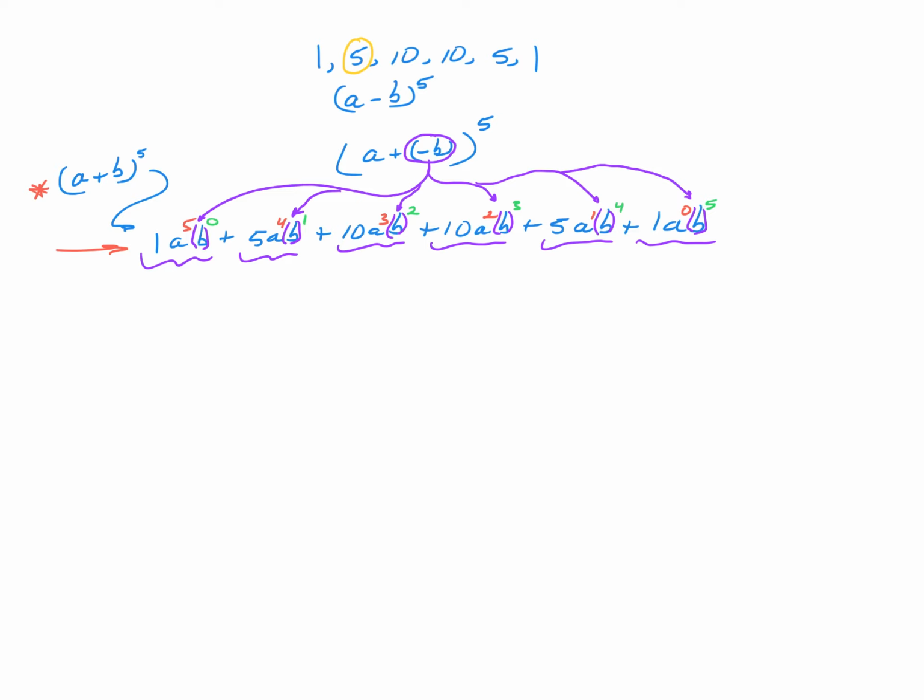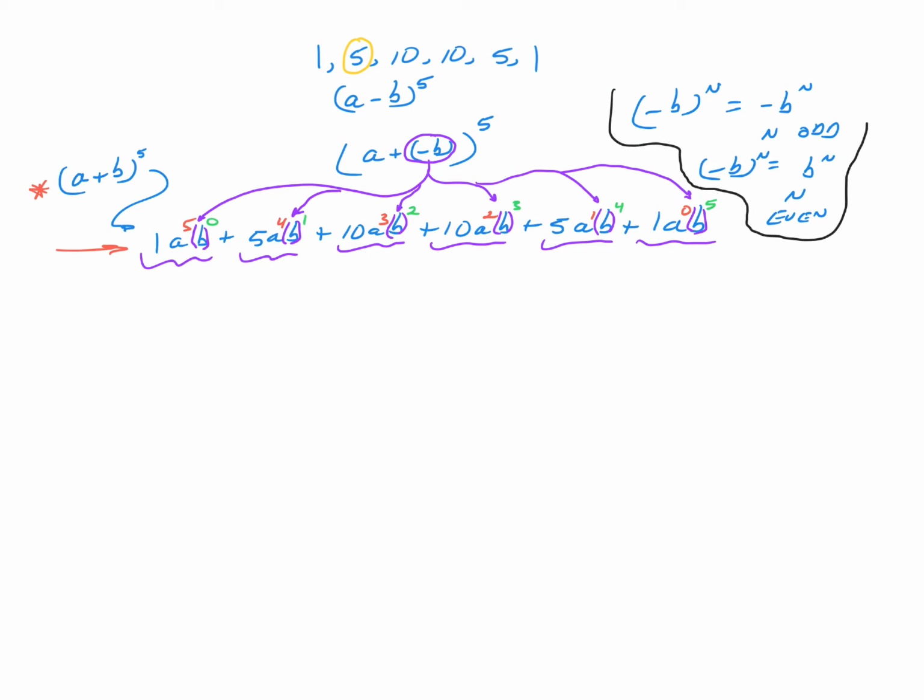So as we look at that, remember that if I have negative b to the nth power, that equals negative b to the n when n is odd, and negative b to the nth power equals b to the n if n is even. Now that little rule deserves to be a brain tattoo. I wish I had written it a little neater, but we will do it here and call it a brain tattoo.